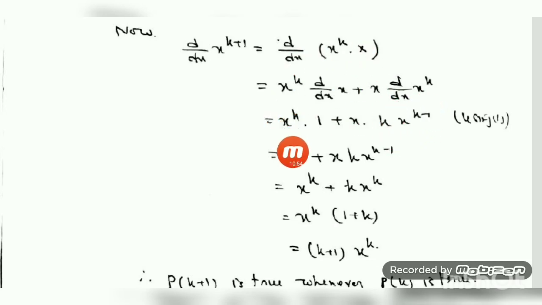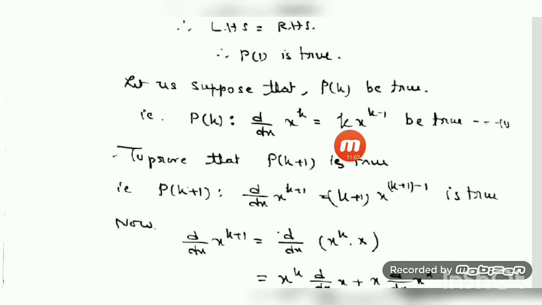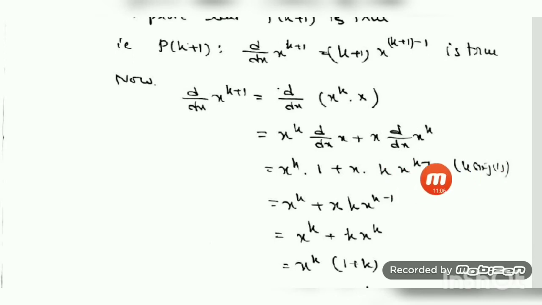Then we know d/dx of x is 1, x to the power k, keep it as it is. And what is d/dx of x to the power k? We have already supposed that this is true. That is k x to the power k minus 1. So I have used this one. Then we simplify: x to the power k, and then k is constant, x to the power k into k minus 1 gives x to the power k. So let us take x to the power k common, which gives 1 plus k.